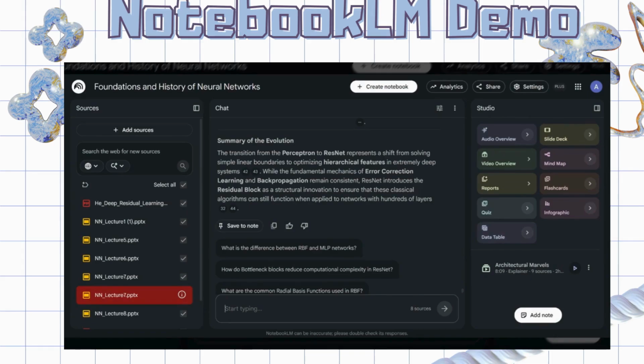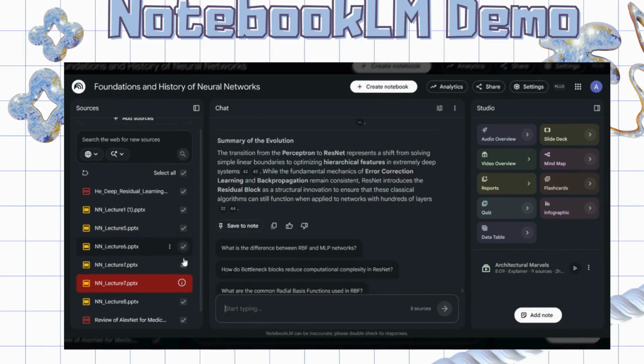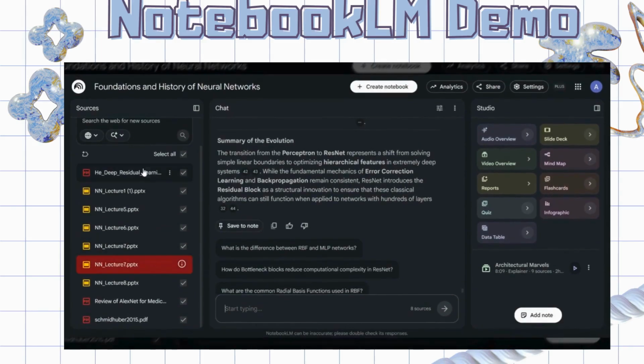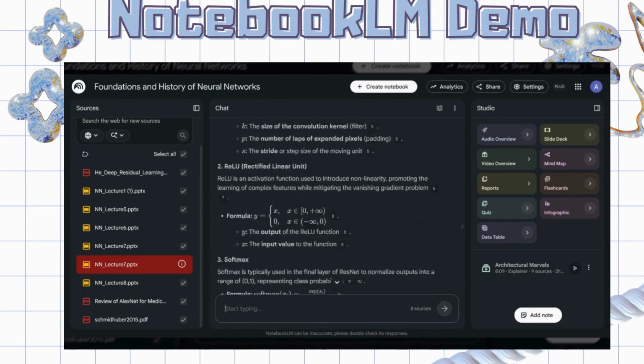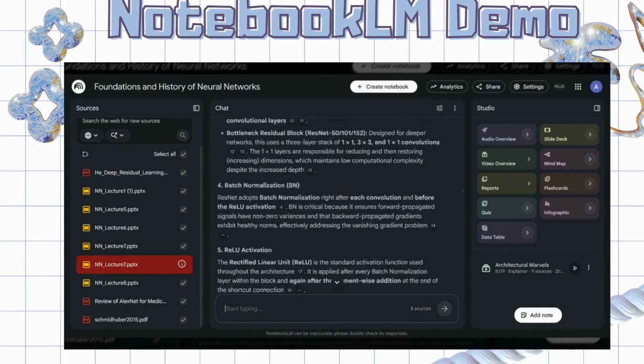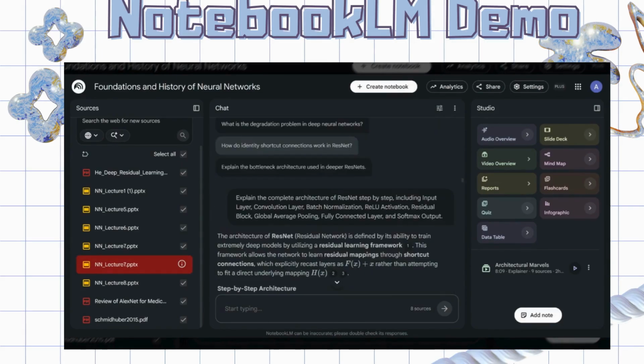Finally, I would like to demonstrate how our group used NotebookLM to support our research and report writing. Firstly, we uploaded all the reference materials into NotebookLM, including the three research papers on ResNet and also our neural network lecture slides. By doing this, NotebookLM generated responses based on the uploaded sources.